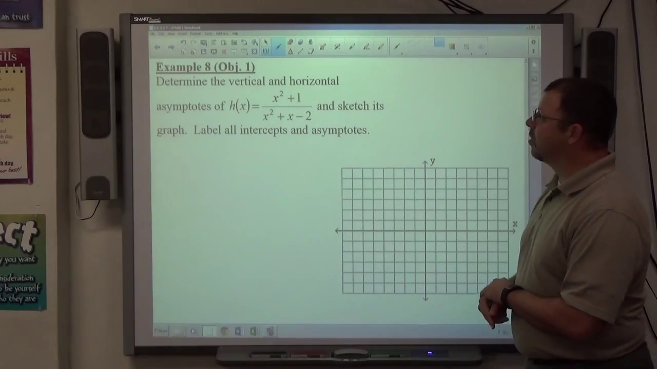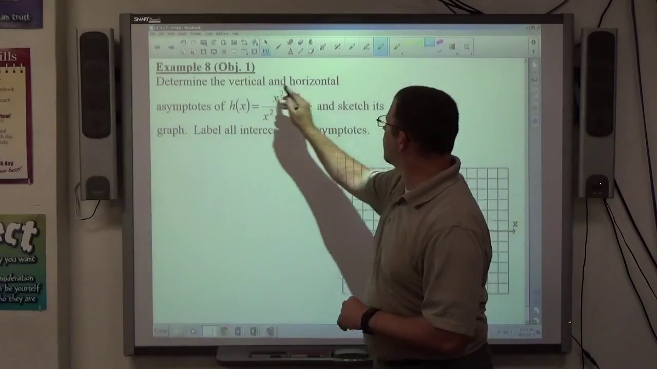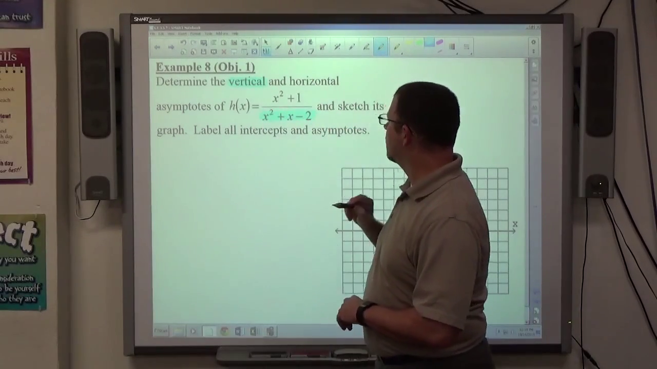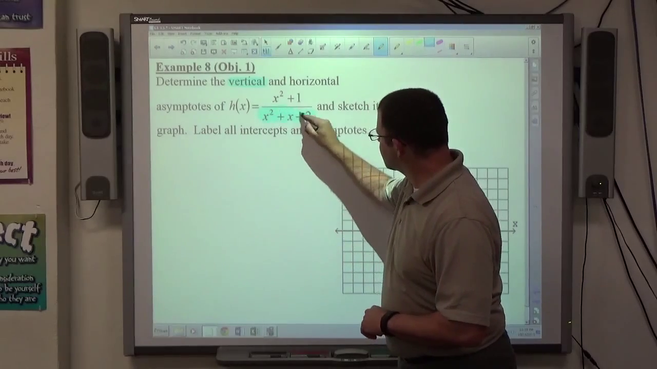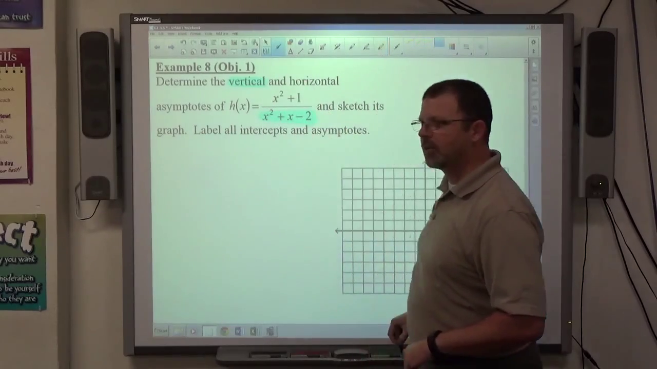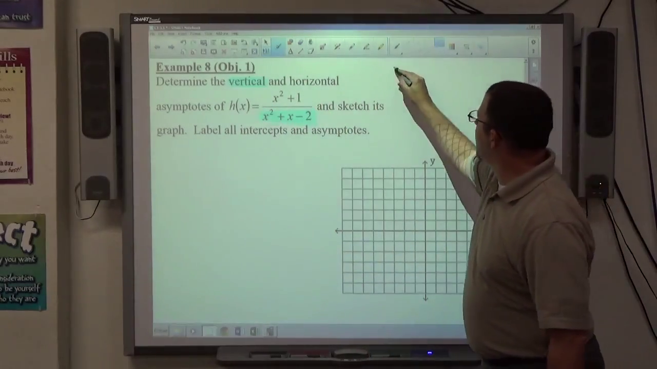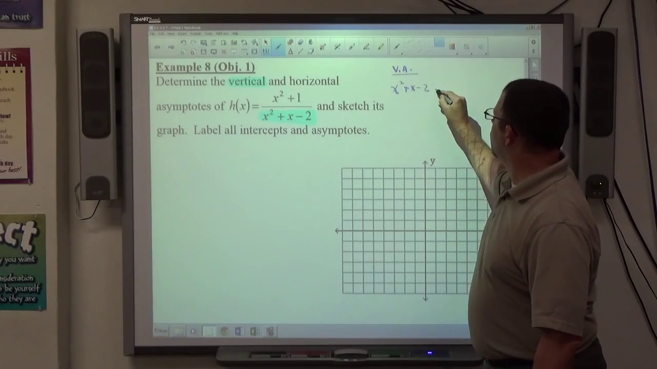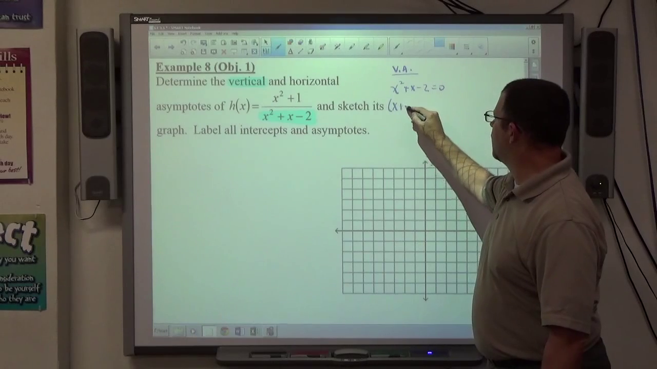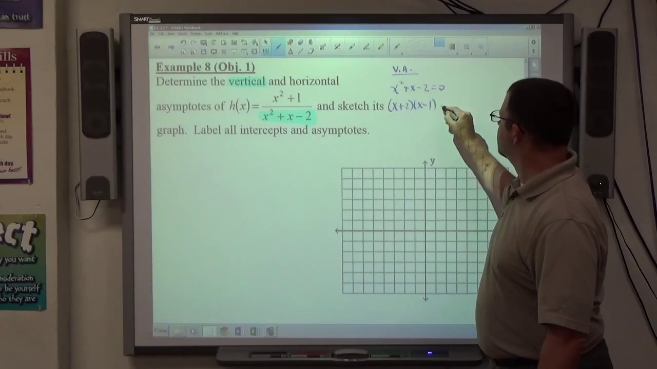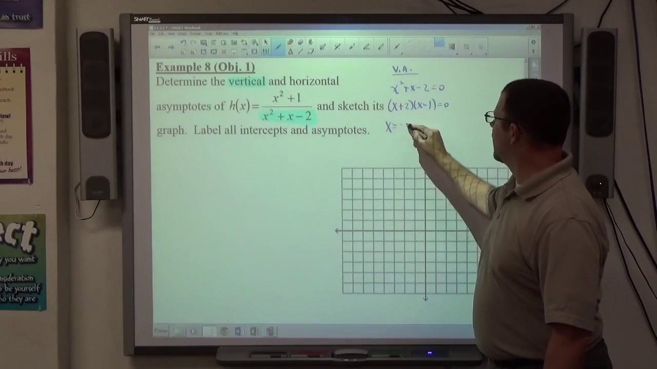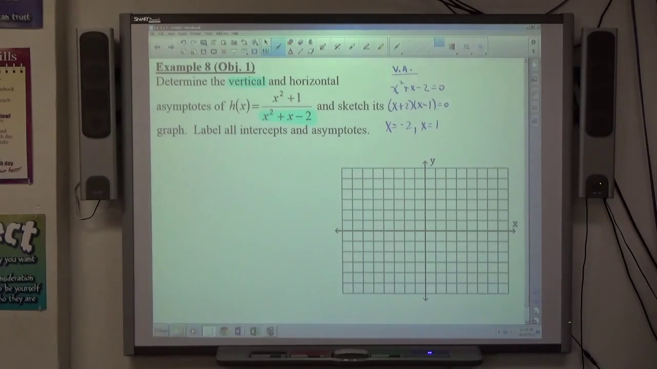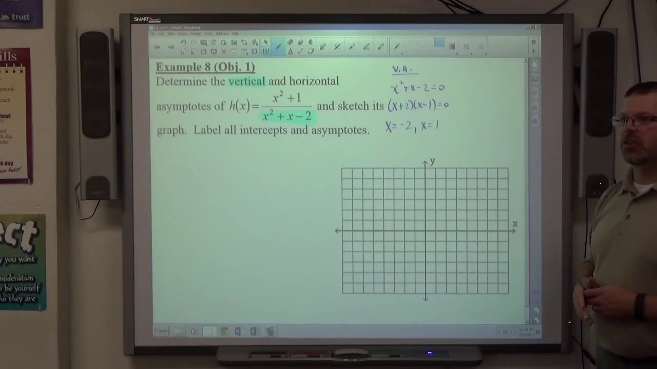Vertical and horizontal asymptotes again. As far as vertical asymptotes are concerned, we consider the bottom of the function, and we want to see where that thing equals 0. So if I take a look at the bottom, x squared plus x minus 2 equals 0. That's factorable, x plus 2 times x minus 1, which means x equals negative 2 and x equals positive 1. Both create a 0 in the denominator.